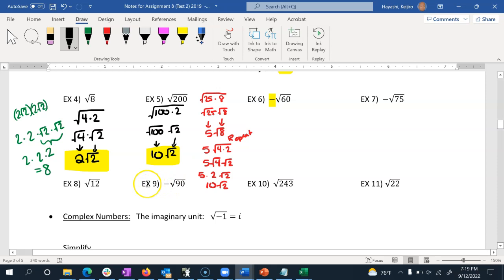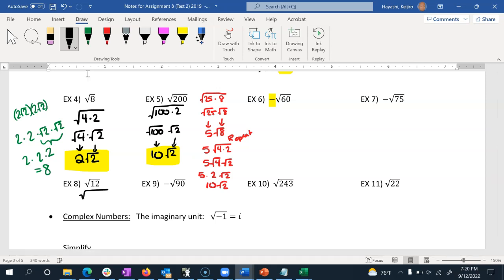We'll do examples 8 and 9. Okay, so what square number can you grab out of 12? 4. 4, okay. 4 and then 3. That's the square root of 4 times the square root of 3. The square root of 4 is 2. So that's 2 square roots of 3.